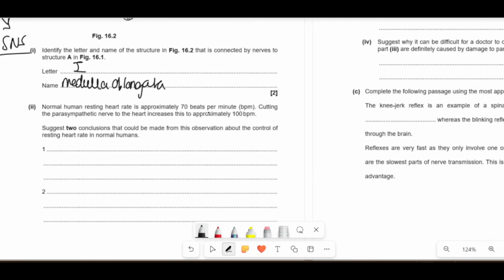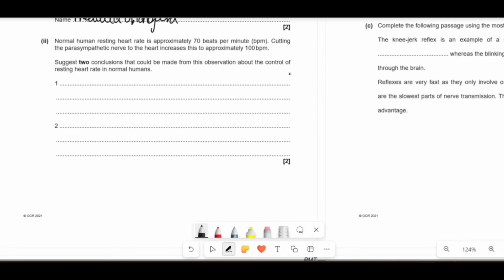Normal human resting heart rate is approximately 70 beats per minute. Cutting the parasympathetic nerve increases this to around 100 beats per minute. Suggest two conclusions that can be made by the observation of the control of the resting heart rate in humans.